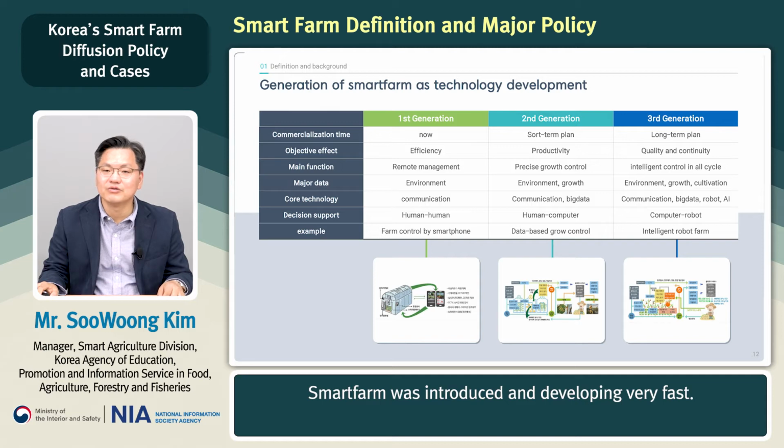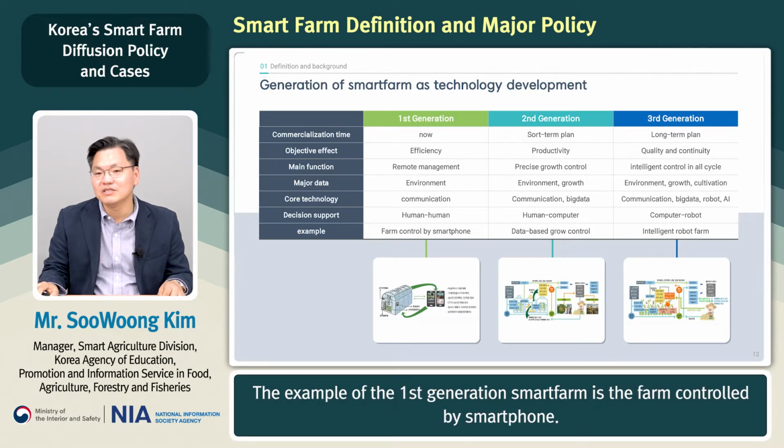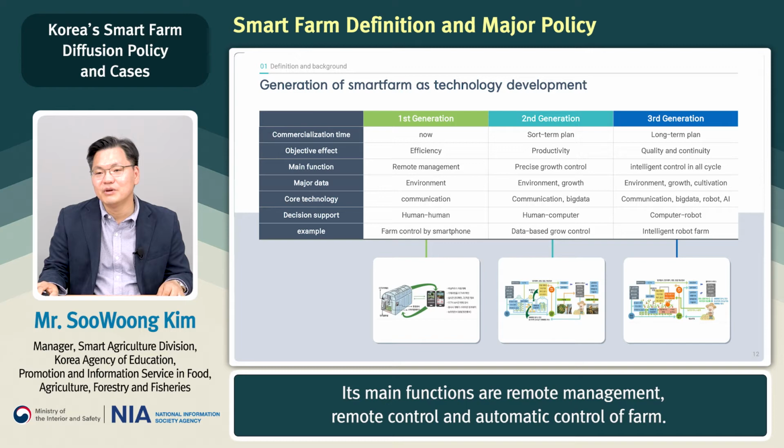Smart farm was introduced and is developing very fast. We made a group of smart farms in 3 generations. The first generation of smart farm is deployed and used in the field right now. An example of the first generation smart farm is the farm controlled by the smartphone. Its main functions are remote management, remote control, and automatic control of the farm.